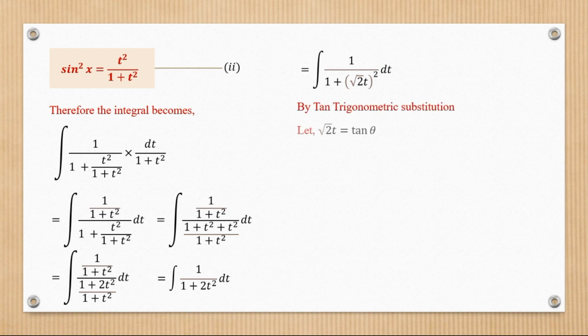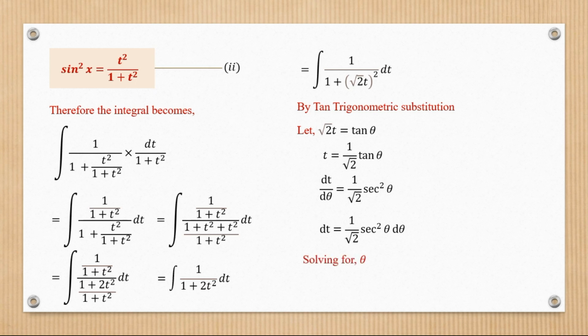By tan trigonometric substitution, we can see that root of 2t shall be equal to tan theta. If you've not understood what this tan trigonometric substitution means, you can go back to my video. I believe it's video number 6 on integration, which shows you about tan trigonometric substitution. So this is what we have. We make t the subject, and t shall be equal to 1 over root of 2 tan theta. Then if we differentiate that, dt d theta shall be equal to 1 over root of 2 sec squared theta. So make dt the subject, and dt shall be equal to 1 over root of 2 sec squared theta d theta.